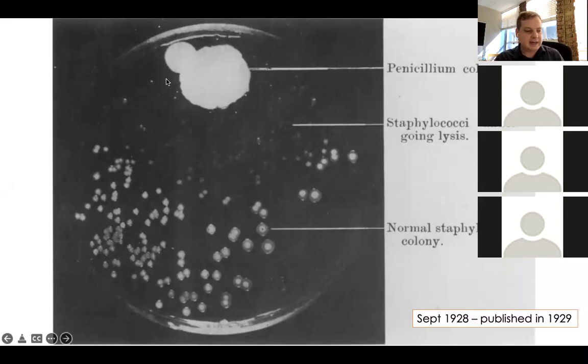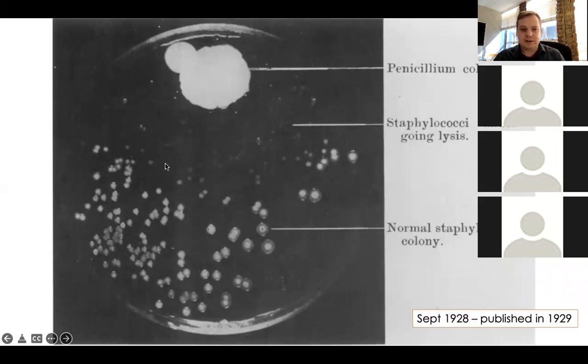This is the mold at the top here, and he identified the mold correctly as Penicillin. That's the name it already had for that mold. But what he noticed brilliantly is that the staph colonies around the mold weren't growing. They were growing very nicely at the bottom. They weren't growing nicely at the top.